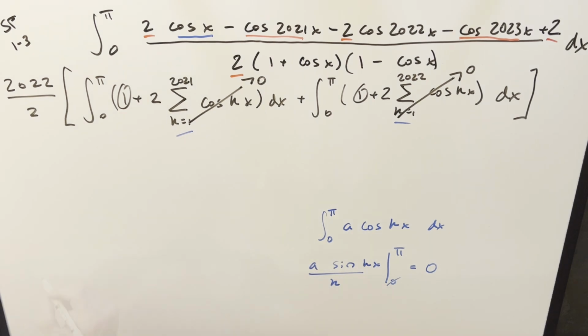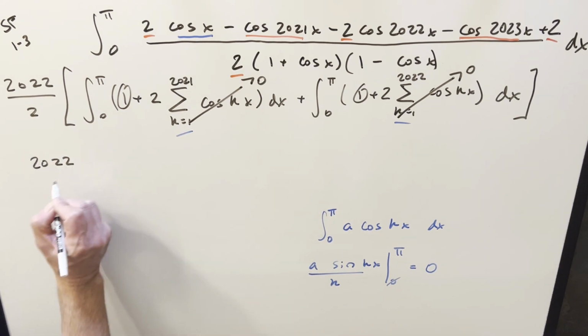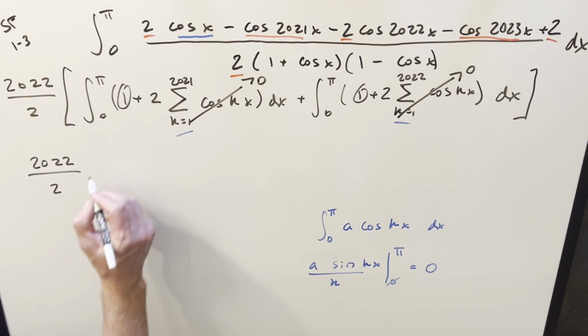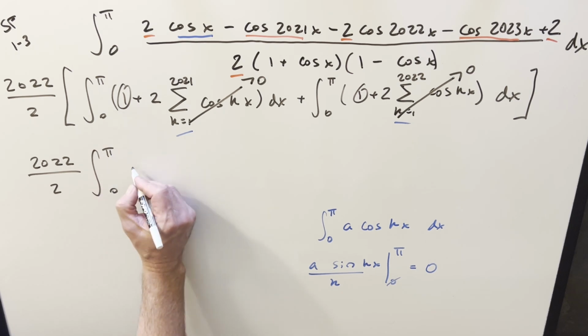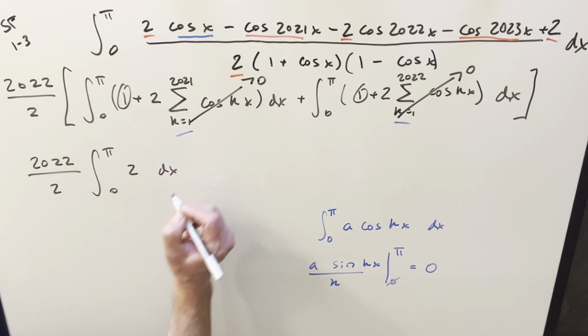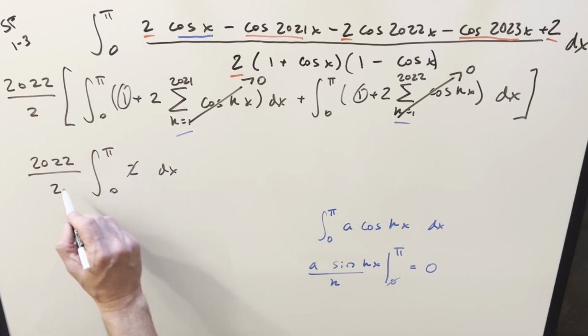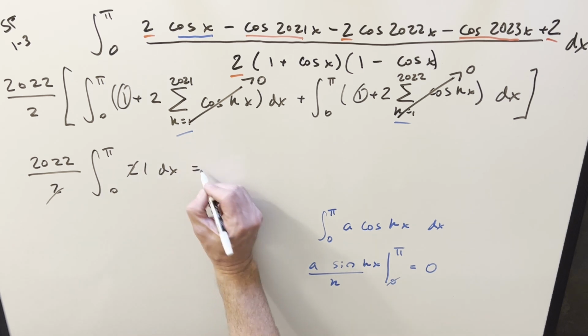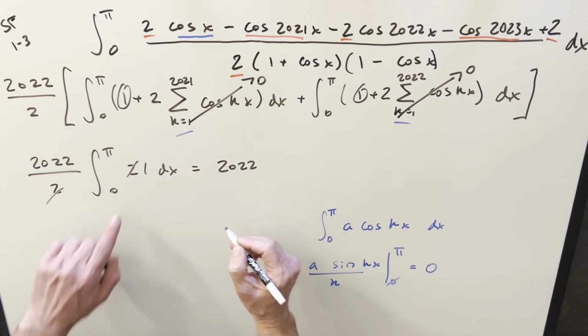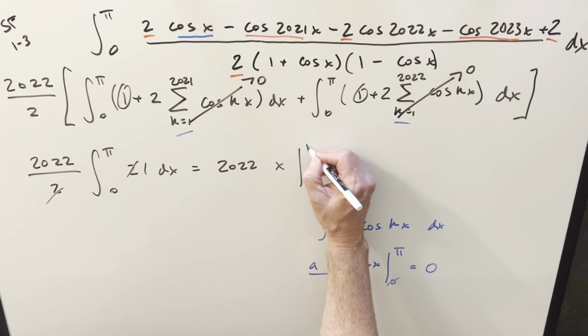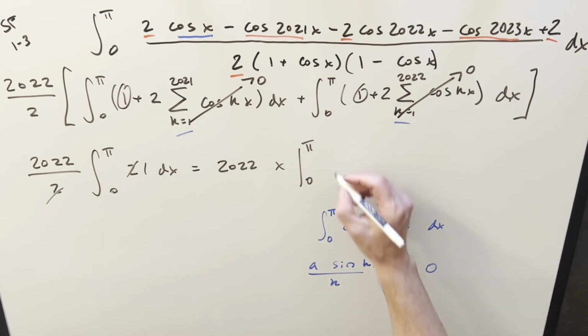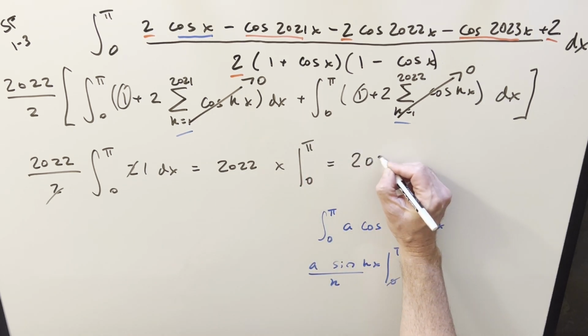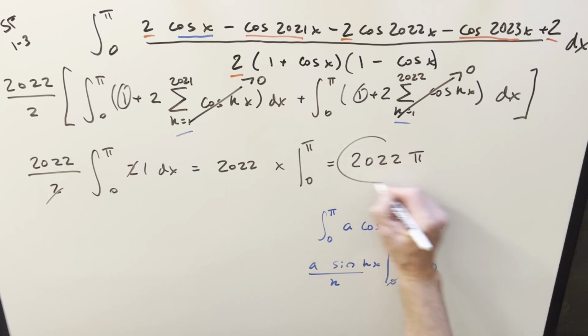1 plus 1. So putting this all together, we've got our 2022 in front over 2, integrating from 0 to pi of just 2 dx. I'll cancel 2's here, integrate 1. We're left with 2022 times x evaluated from 0 to pi. Evaluate, and for my final solution of this, we just get 2022 pi, and that's it.